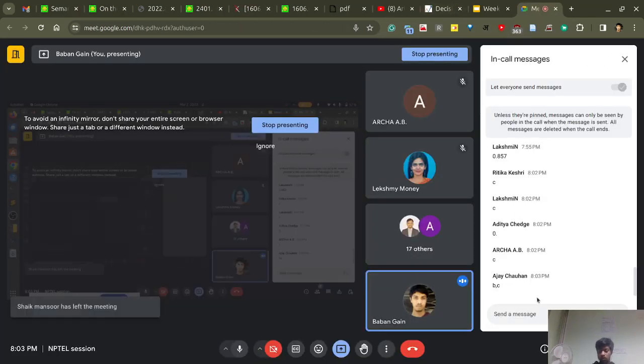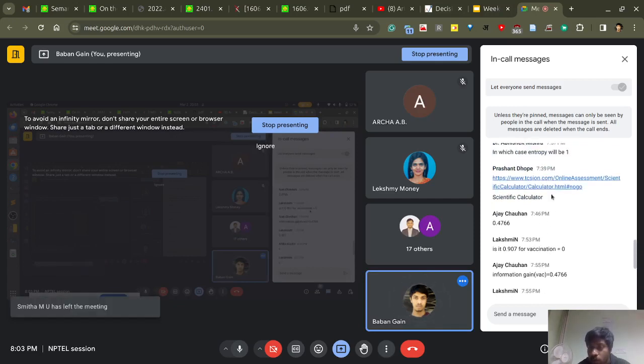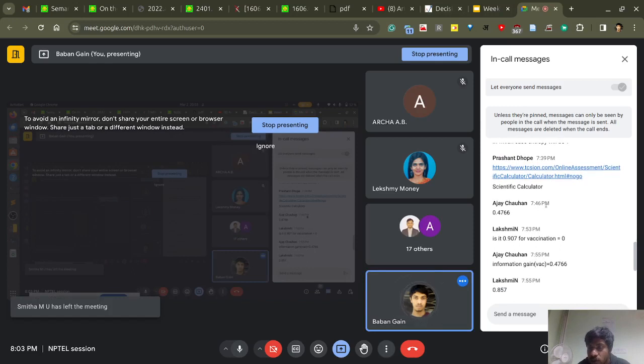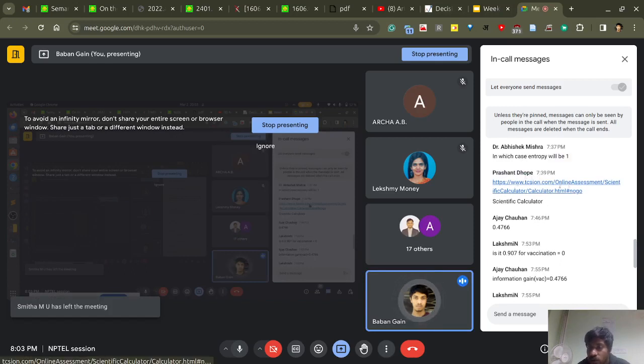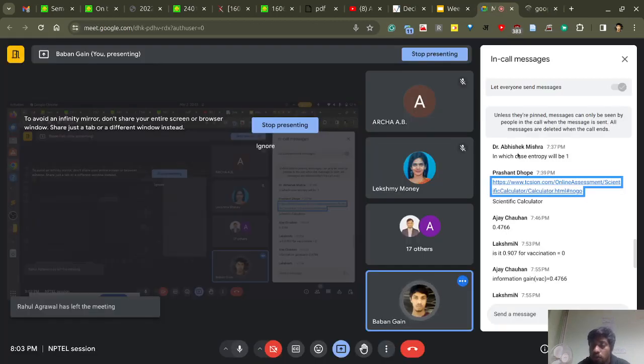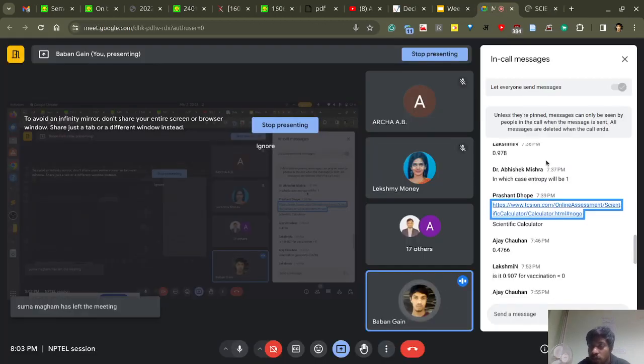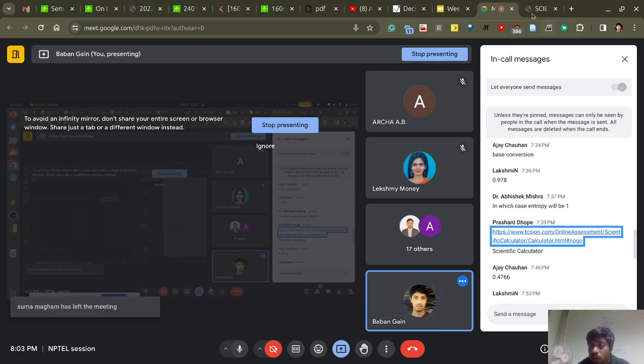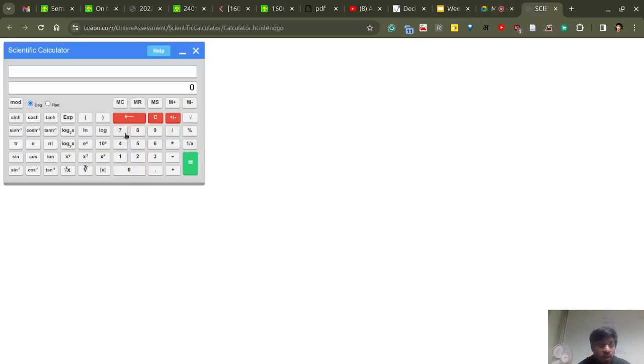Is there any answer in the chat? There are some answers from earlier also. Actually, this is very important. Prashant has shared this link. In TCS exams you will get this kind of scientific calculator, so you can use it for calculations, log base 2.